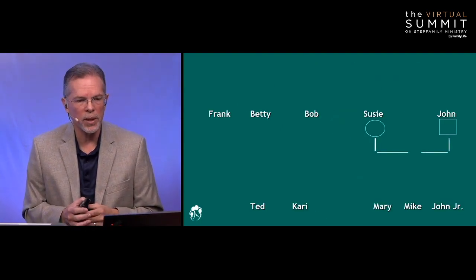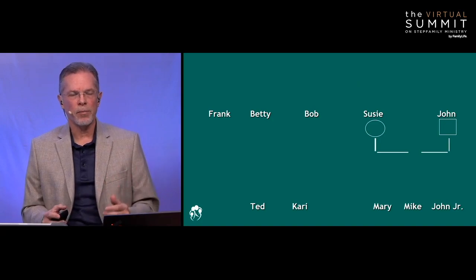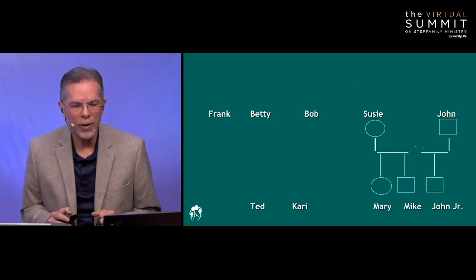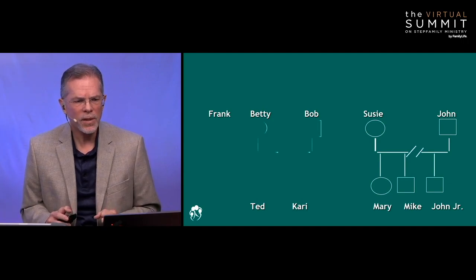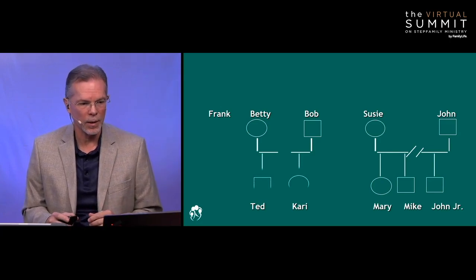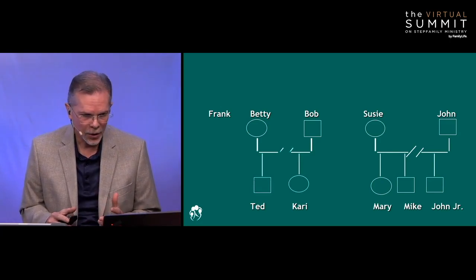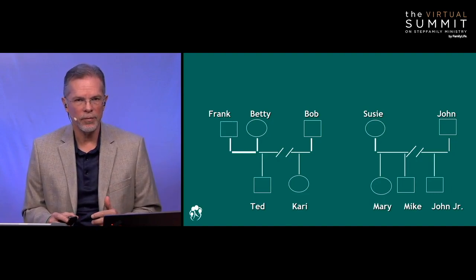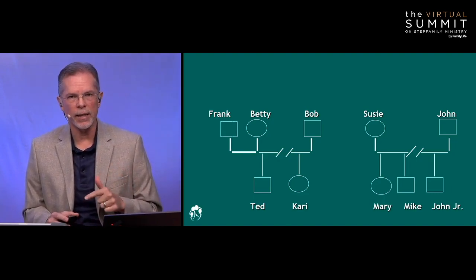This one's far more complex. So here's Susie and John. They met, married, fell in love, had 3 kids, Mary, Mike, and John Jr., but as life would have it, they divorced. In another part of the universe is Bob and Betty. They too met, fell in love, had a couple of kids, Ted and Carrie. They too divorced. Since that time, Betty has married again. Frank, he's now the stepdad to Ted and Carrie.